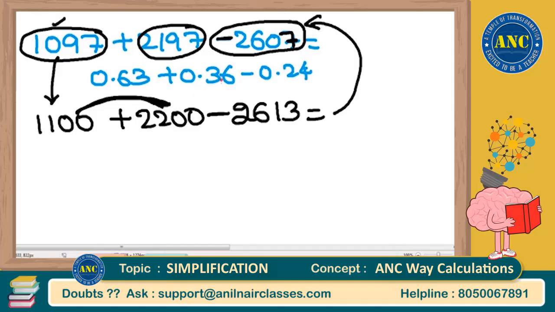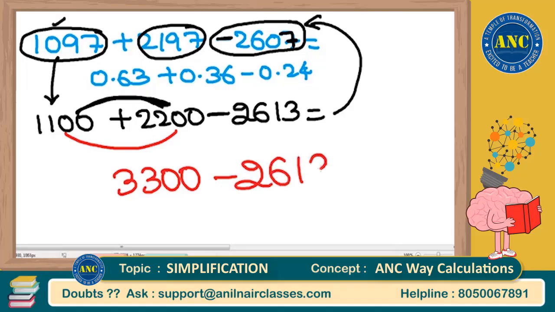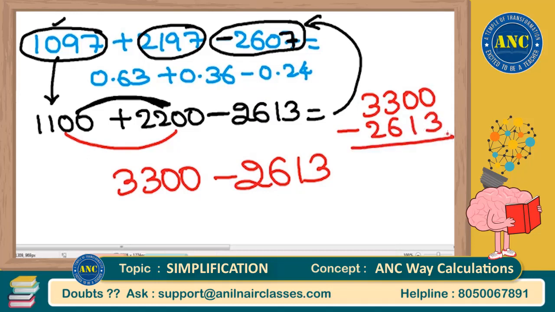Now Samir, what we did is 1100 plus 2200 is 3300. 3300 minus 2613. Can I say it like this, Samir? I am just writing for your understanding. I am doing like this, right? I am doing like this.